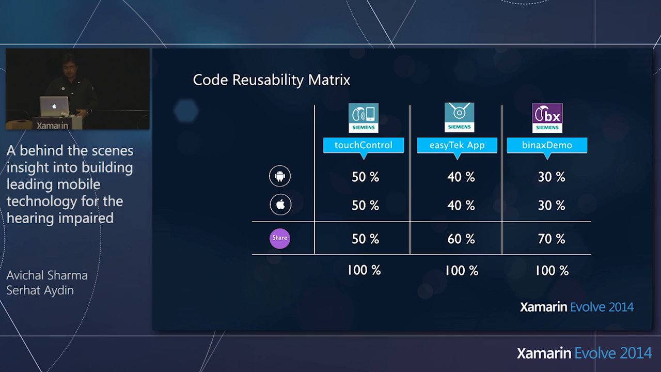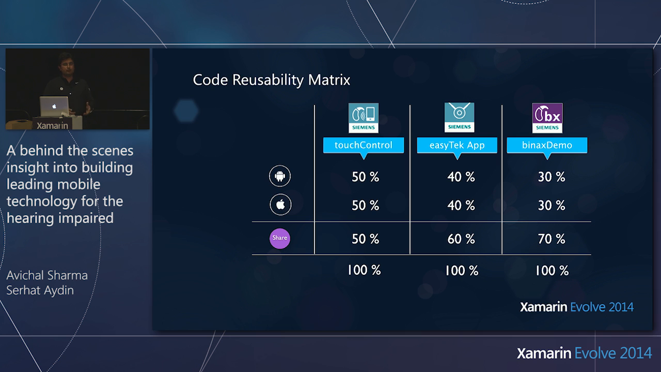And some kind of metrics, a percentage. So how much percentage of code we were able to share. For the touch control, we were able to share like 50% of the code. These are approximate figures, but we are very close to it. For the easyTek app, we were able to share 60% of the code.